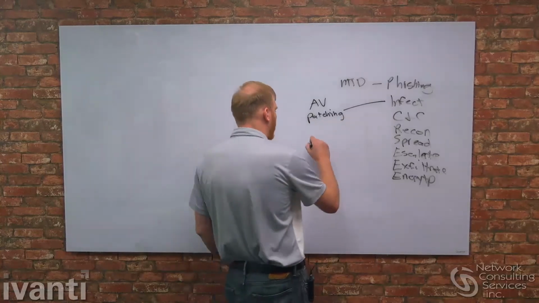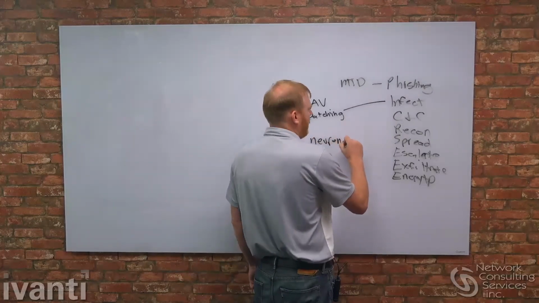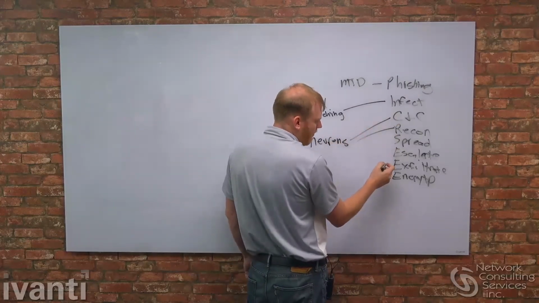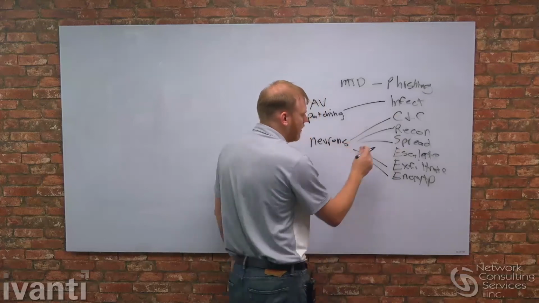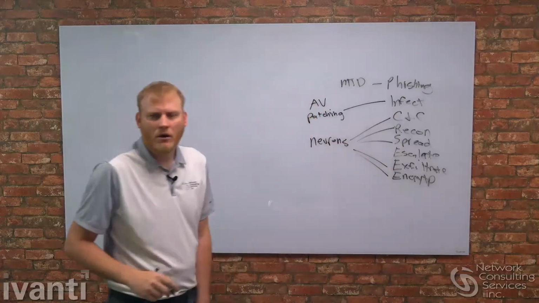We're going to talk about command and control, recon, spread, exfiltration, encryption. We're going to talk about our Neurons platform. That's kind of what we're talking about today. It can help with a lot of these various things right here. But I want to talk about escalation.